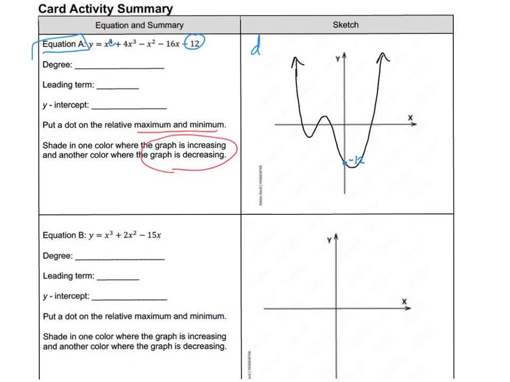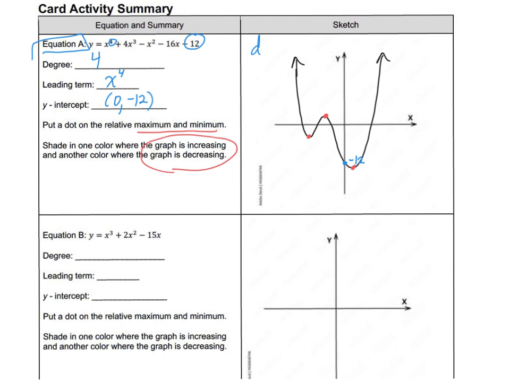What is the degree? The degree is 4. What is the leading term? The leading term is x to the 4th. What is the y-intercept? That was -12. And then it says put a dot on the relative maximum and minimum. So here is my relative maximum. Here are my relative minimums. Relative means with respect to the points around them.